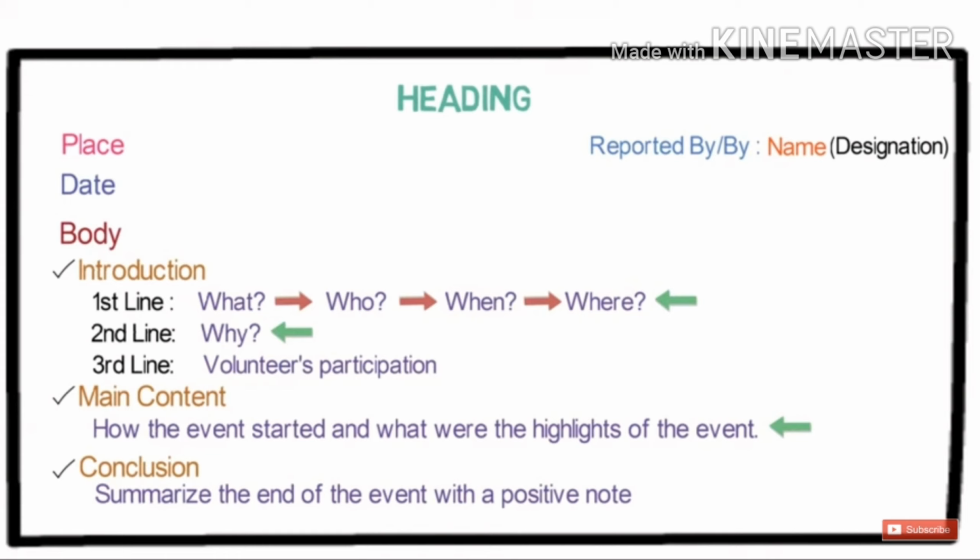Then coming to the second paragraph, that is the main content. Here you have to write how the event started and what were the highlights of the event. What you have seen in the event, you have to write the highlights of that. Then at the end, the conclusion is there. There you have to summarize the end of the event with a positive note. With this full format of report writing, you will be able to write the report.